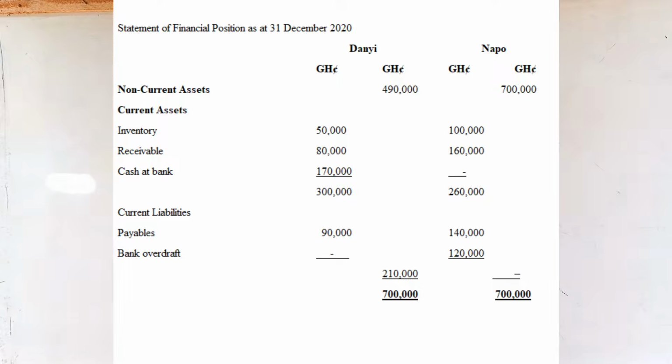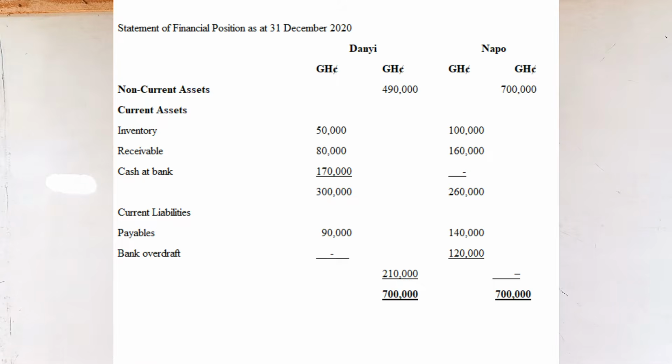For the non-current assets, we have a summary of it, a total of 490,000 for Danyi, and for Napo it is 700,000. Then we come to the current assets. Inventory is 50,000 for Danyi and 100,000 for Napo. Receivables are 80,000 for Danyi and 160,000 for Napo. Cash at bank is 170,000 for Danyi, but nothing for Napo. So Napo has no cash in hand or at bank.